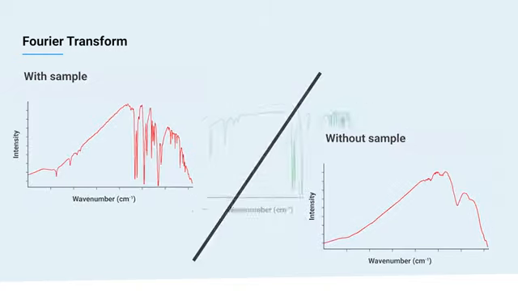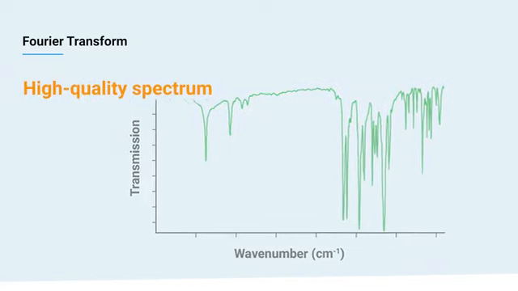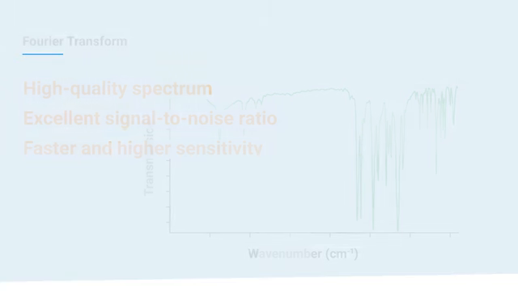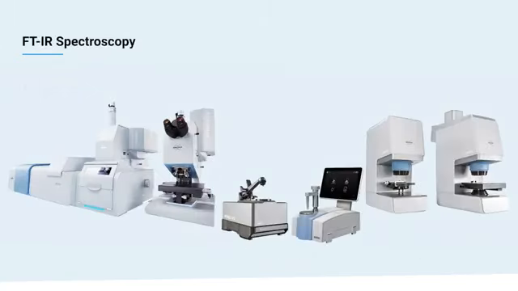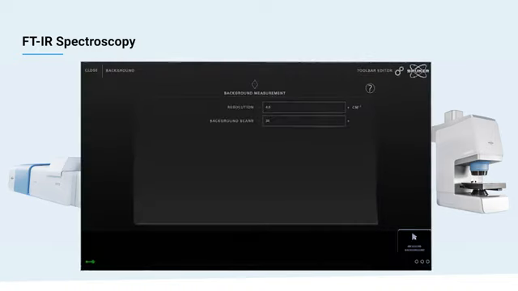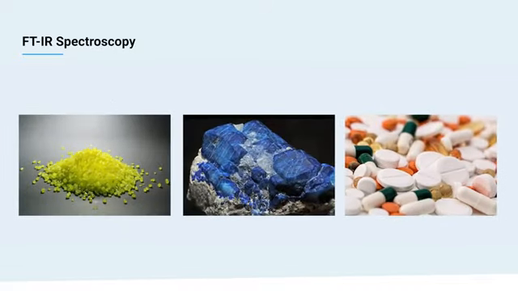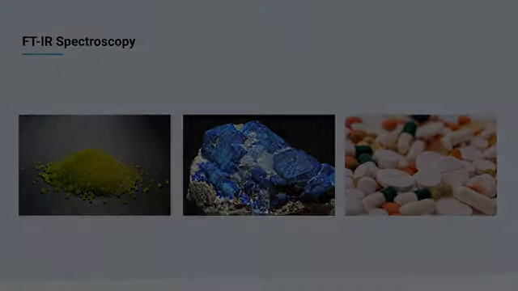What we have now is a high-quality spectrum with excellent signal-to-noise ratio, far surpassing dispersive IR spectroscopy in speed and clarity. Despite the sophisticated technology inside an FTIR spectrometer, the technique itself is basically a push-button method, making it an easy-to-use choice for many chemical analysis applications.